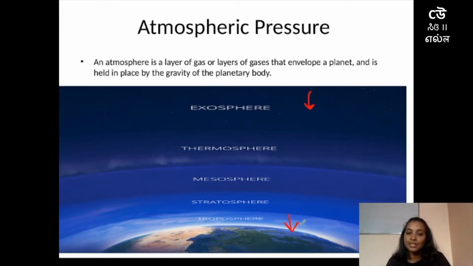Why? Because this layer will be highly dense. This layer experiences the pressure exerted by all the layers above it, and the weight of all the air molecules present above this layer is held by this bottommost layer of the atmosphere. Therefore, here the density will be more. If the density is more, then the pressure will be more.